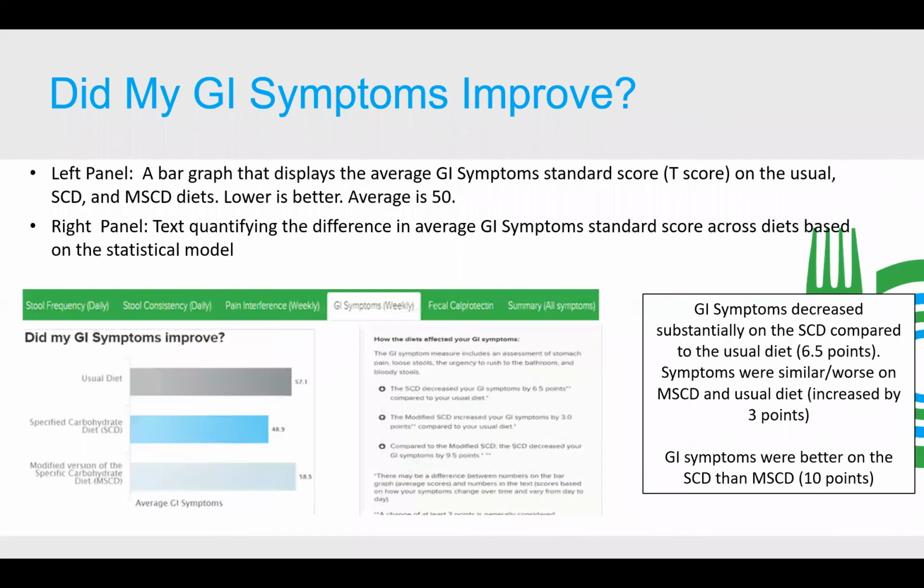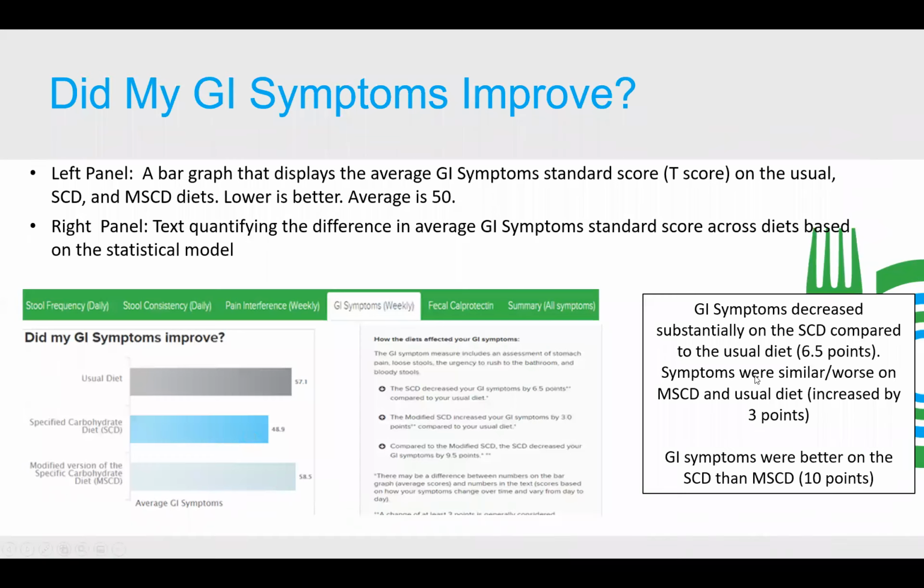Now looking at GI symptoms, again, the left panel is showing the bar graph that displays the average GI symptom T-score. Lower is better, average is 50, and then the right panel is that text quantifying the difference using the statistical model. So here again, the patient's PROMIS score was 57.1 on their usual diet, so higher than 50, higher or worse than average. It decreased to 48.9 on the specific carbohydrate diet and was slightly higher, if not about the same, on the MSCD.